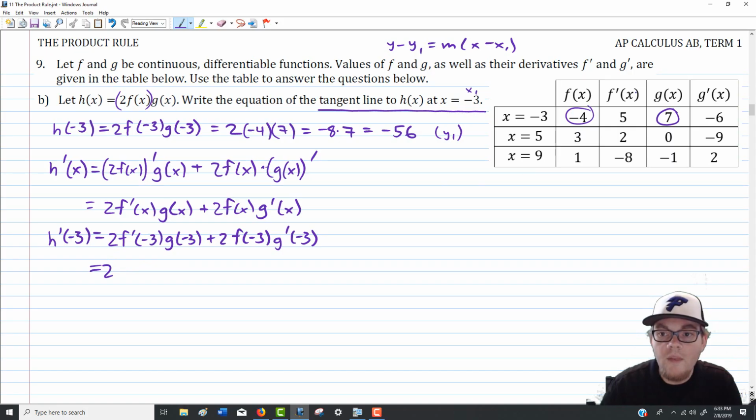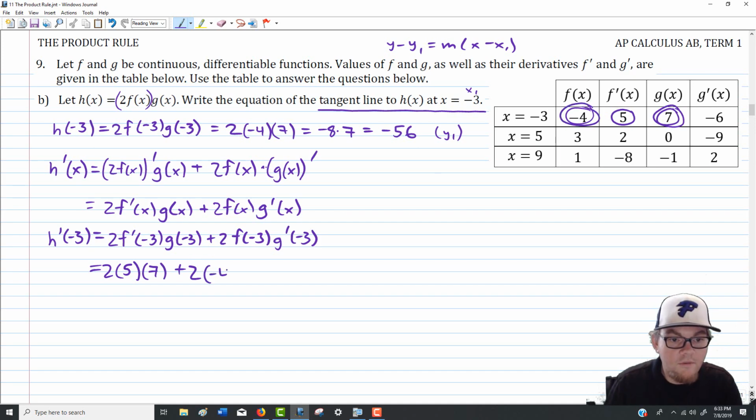We have 2f prime of negative 3 is 5. G of negative 3 we already had is 7. Next we got the 2 again. We have f of negative 3. Once again, that's negative 4. G prime of negative 3 hadn't been used before, is negative 6. So as far as the value of that slope, we have 2 times 35 is 70. Then over here we're going to have plus 24, 48.